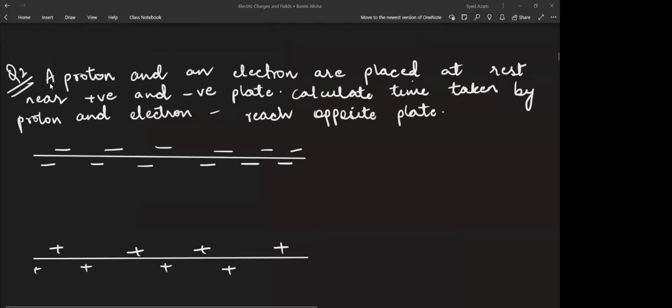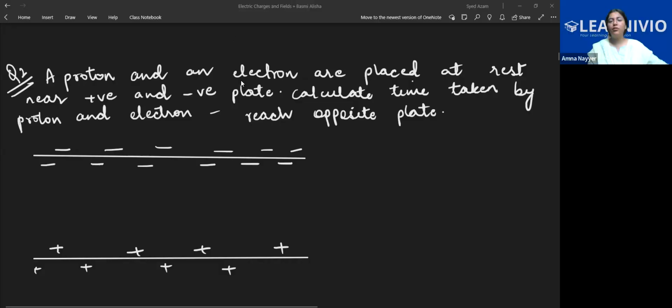See, Basmi, this question says a proton and an electron are placed at rest near positive and negative plates. Means you have to check that positive and negative plates are mentioned in the diagram. Basically, these are usually capacitor plates, as given in your capacitor chapter also. But without that, these separate questions can also come. So just plates are present with the charges. A proton and an electron are placed at rest, the proton near the positive plate and the electron near the negative plate. That's what it is saying.